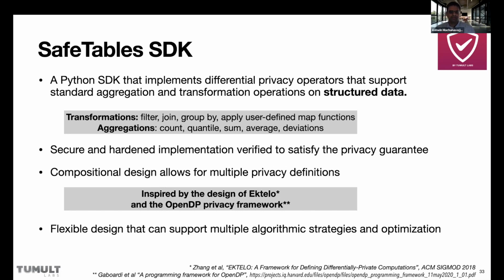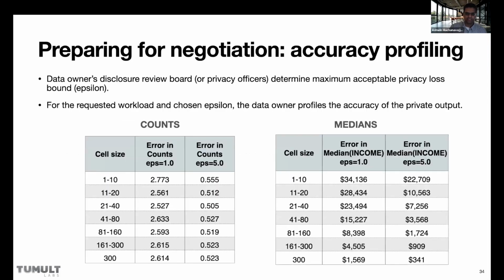So I won't talk too much about the technical specs of the SDK, but I'll tell you what exactly happened when we implemented a solution for them. So the important feature that was required was this kind of accuracy profiling. So the data owner's disclosure review board needed some estimate of, if I use some epsilon, right, what is the accuracy I'm going to see, right? And in particular, they wanted to see it in this form where for different cell sizes, right? So remember, you have 10.2 million statistics.